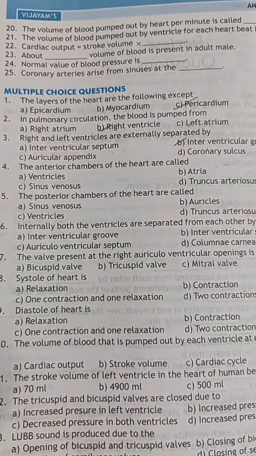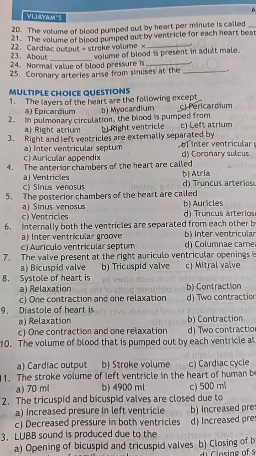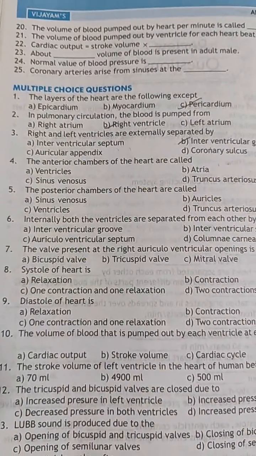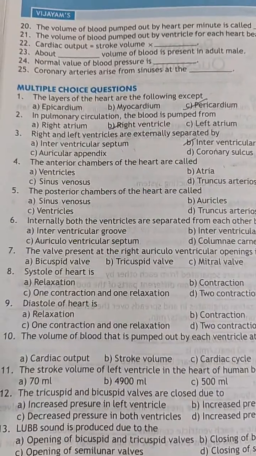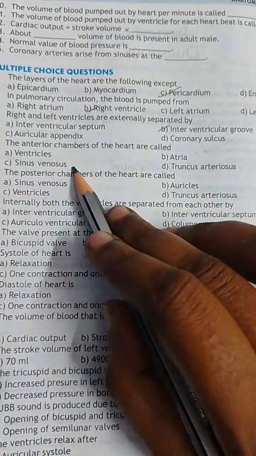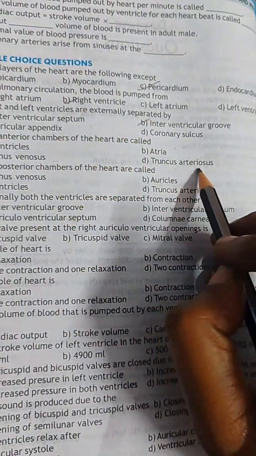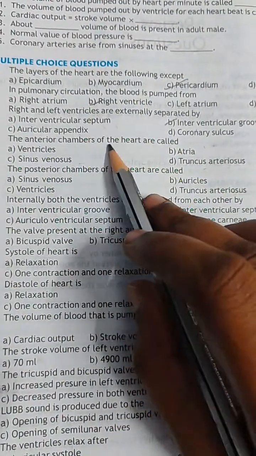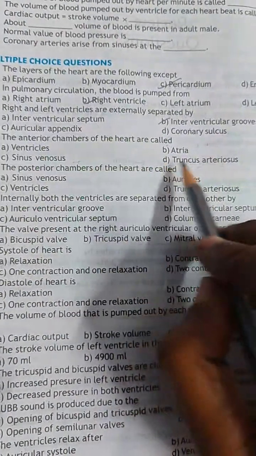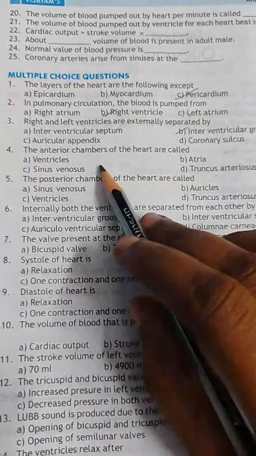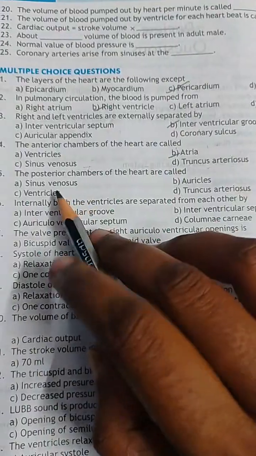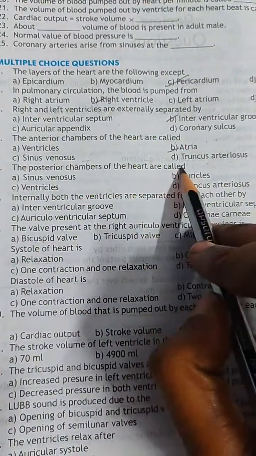Then, the anterior chambers of the heart are called ventricles, atria, sinus venosus, or truncus arteriosus. The answer is D. Then the next question.